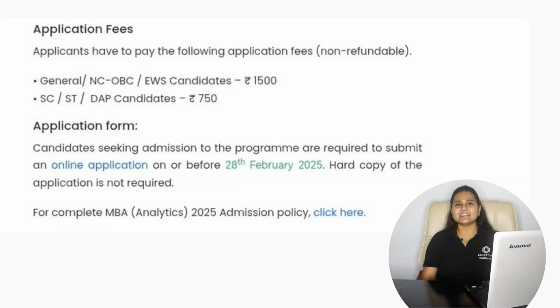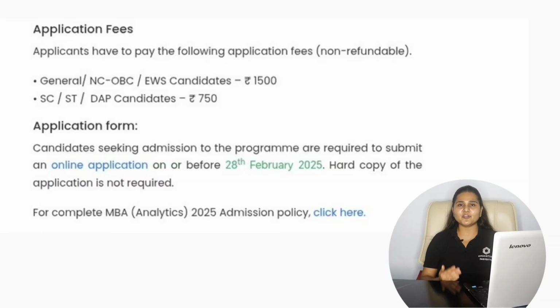If we consider the overall admission process for this program, then on the basis of your eligibility criteria and CAT score, you need to apply for this program with IIM Kashipur. Then on the basis of your CAT score, you will receive the shortlist mail for the personal interview round. Then on the basis of various parameters, the composite score is calculated and the candidates are shortlisted for the final list. Now, the important dates for the MBA in Analytics program with the Indian Institute of Management Kashipur.